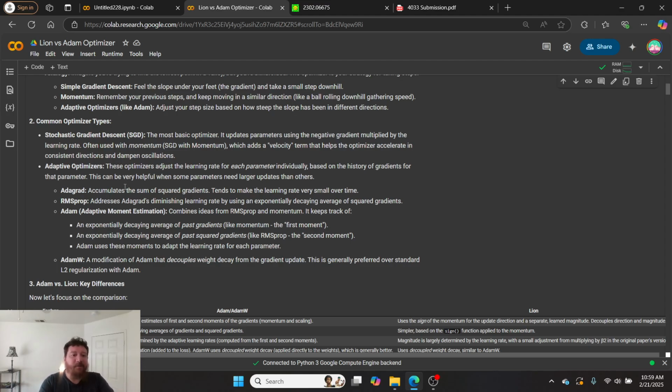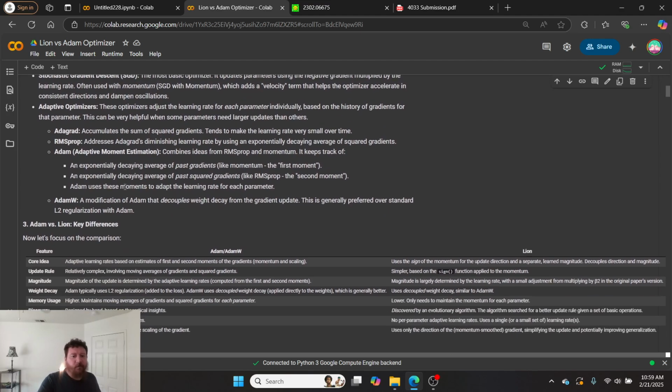And then adaptive optimizers. These optimizers adjust the learning rate for each parameter individually based on the history of gradients for that parameter. This can be very helpful when some parameters need larger updates than others. And you've got different methods that do that, right? Like AdaGrad, RMSProp, Adam, AdamW, etc.